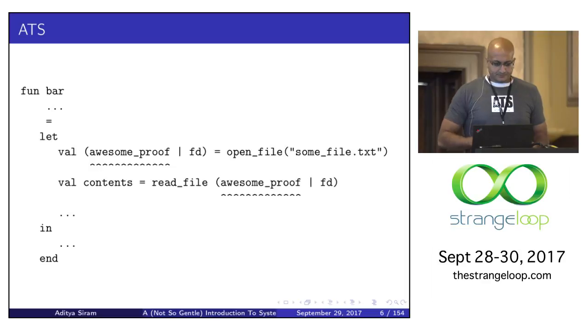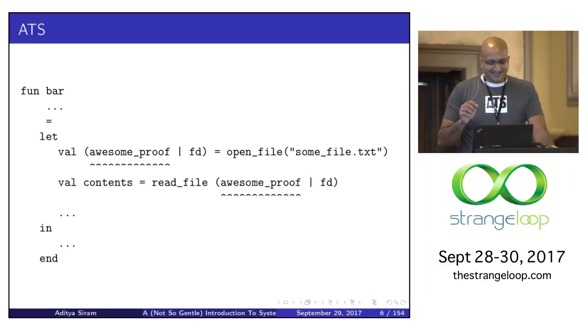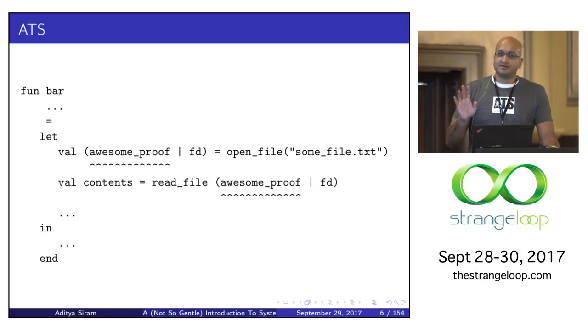So for example, here I have a function called bar, and in the let block, I have this function called open file that takes some file path and returns fd, which is a file descriptor, and some extra syntax which you've probably never seen before, and get used to that. There's this pipe, and to the left of this pipe is this thing called awesome proof. Awesome proof only exists at the type level. So when I'm trying to read from that file, I have to pass that awesome proof back into the read file so that the type system knows that the file descriptor is still open.